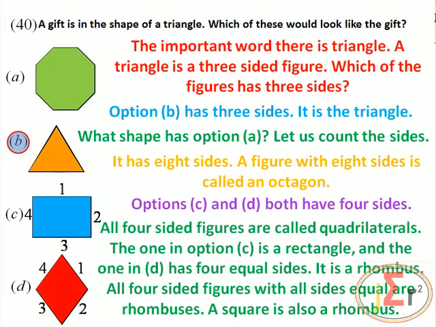The one in option C is a rectangle, and the one in D has 4 equal sides. It is a rhombus. All 4-sided figures with all sides equal are rhombuses. A square is also a rhombus. So what do we call a 4-sided figure with all of the sides equal? What do we call it? Rhombus. Right, that is a rhombus. And this one is a? Rectangle. That one is a rectangle.